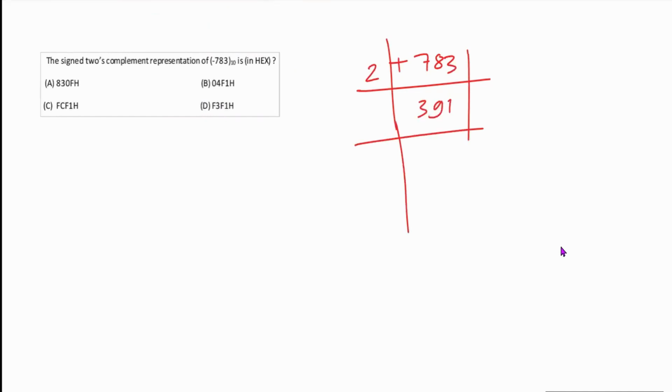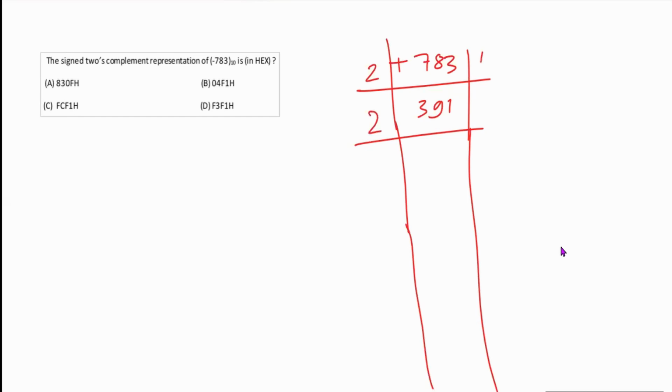Okay, in the next question, the signed 2's complement representation of this number is asked. So I need to find out the signed 2's complement representation of this number. First, I need to find plus 783 in binary. If I want to find that in binary, I need to divide by 2, that is 391, and 1 will be the remainder.